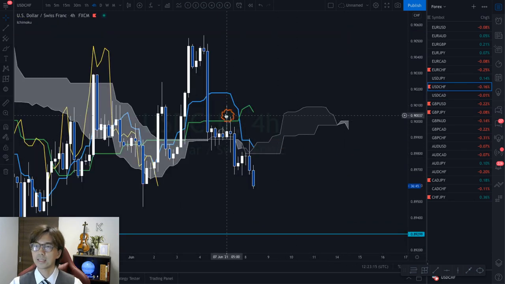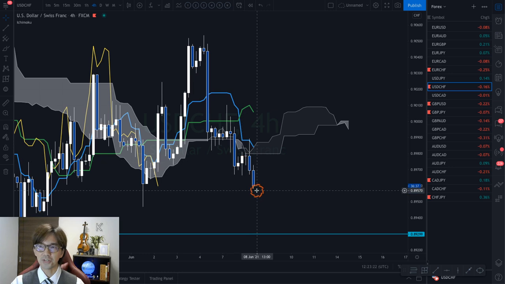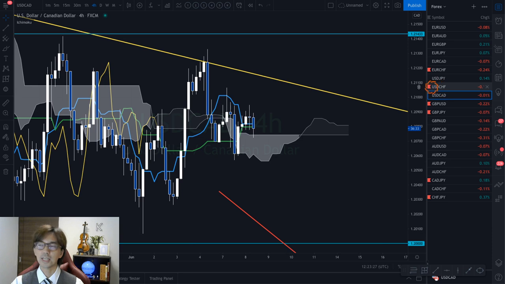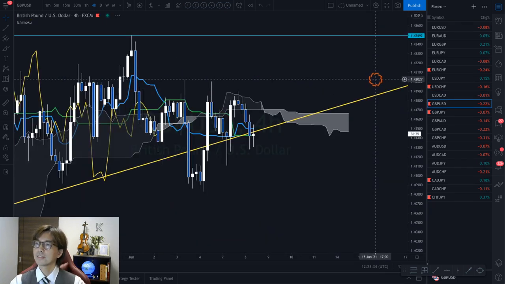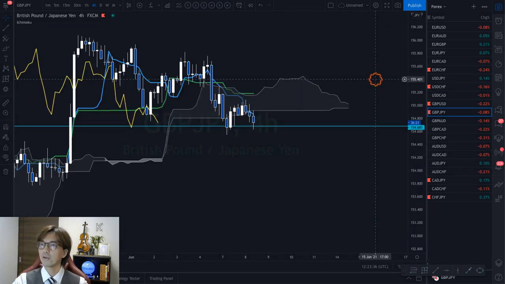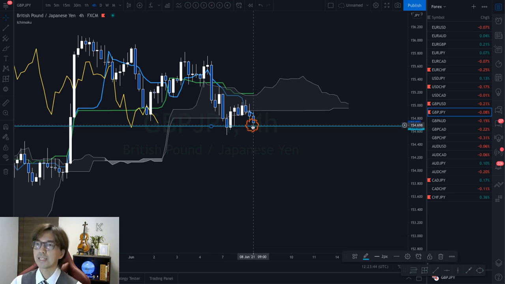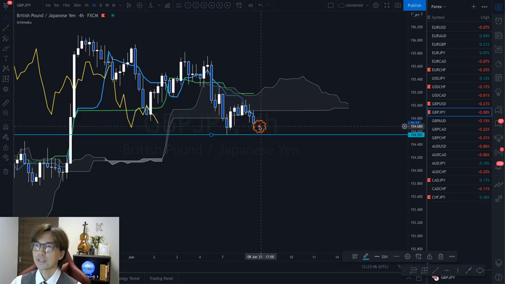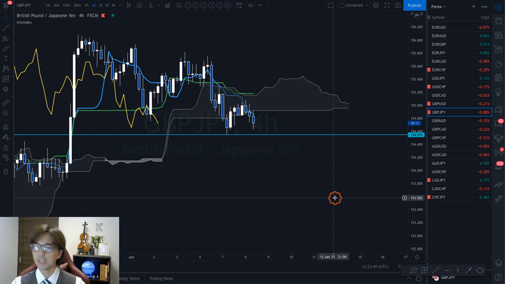But the Kijun Sen is up above the Kumo, and Chikou Span is still too close, so this downtrend could retrace backwards soon. But just in case I will keep this one, the USD CHF, and move on. USD CAD is flat, Pound USD is flat, Pound JPY is almost breaking the support, or it could bounce off the support and go up this way as we saw on the daily chart. So I will keep this one too.